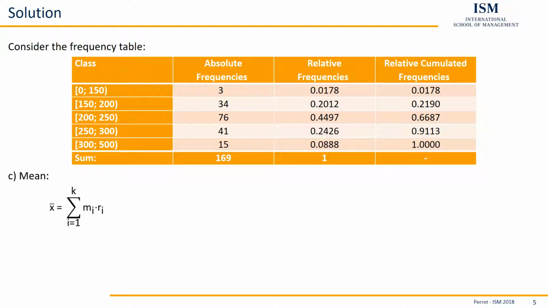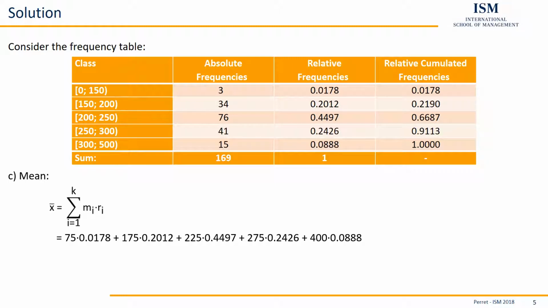That's the m_i. How do we get the m_i? We sum up the lower and upper bound of the class and divide this by 2. So if we do this for the first class, we have 0 plus 150 divided by 2 is 75, times the relative frequency of the class. Then we do the same for the class 150 to 200. Here we add them up, get 350 divided by 2 is 175.